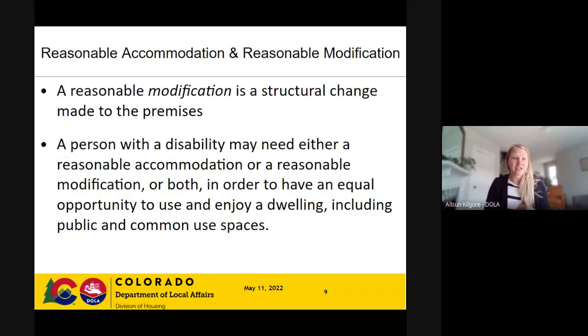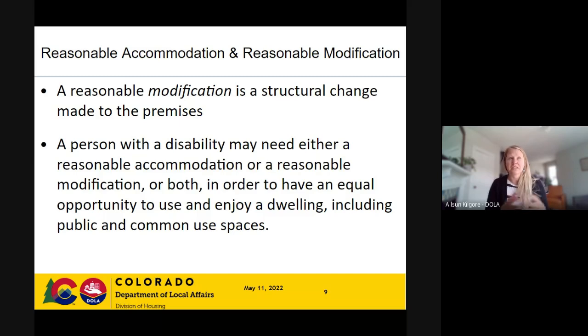So next is reasonable modifications. These often fall under accommodations, but they're technically a little bit different, though organizations generally use the same forms for requests, verifications, and approvals, and the same workflow for reviewing them. But a reasonable modification is a structural change made to the premises. So a person with a disability may need either a reasonable accommodation, something changing the policy, or a reasonable modification, or both, in order to have an equal opportunity to use and enjoy a dwelling, including public and common use space.